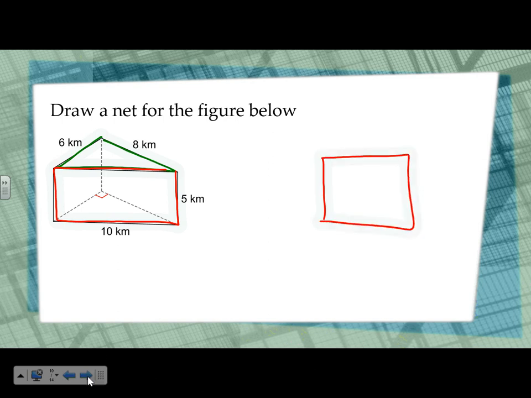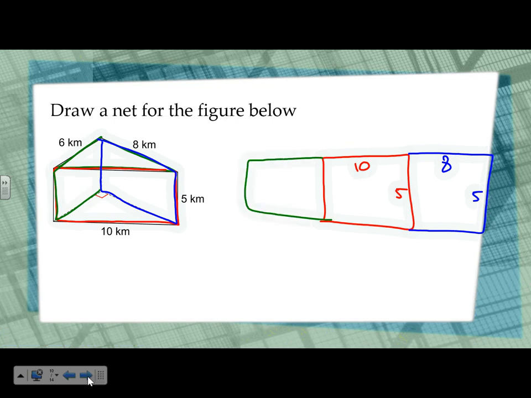And that is very clearly 5 by 10. And then I will do this side over here. Folds out to kind of the right-hand side. So that's over here. And that is 5 by 8. And then we have this side over here. It's going to be on the other side. And that is 5 by 6.